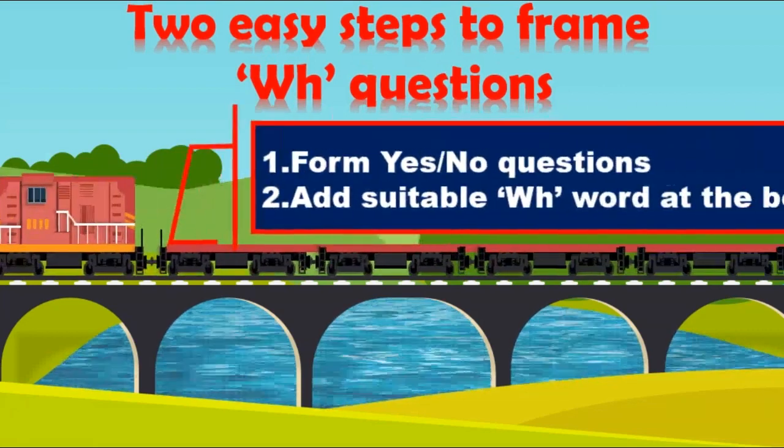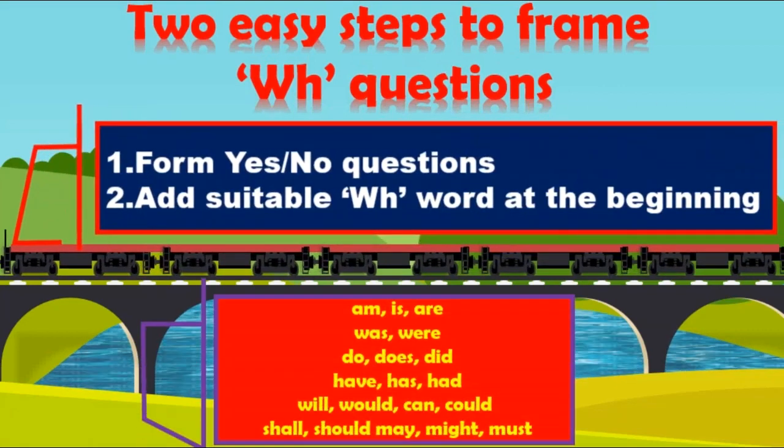There are two easy steps to frame WH questions. The first step is to form yes or no questions. As you know, yes or no questions begin with helping verbs, auxiliary verbs such as am, is, are, was, were, do, does, did, have, has, had, will, would, can, could, shall, should, may, might, must. For example, are you a student? Do you know English? Did you complete your work?